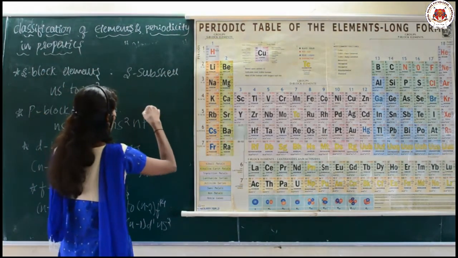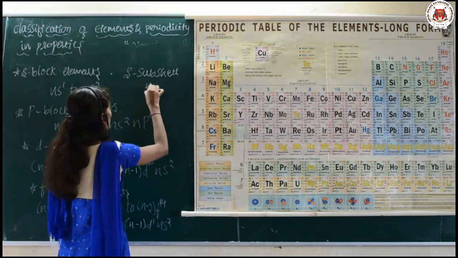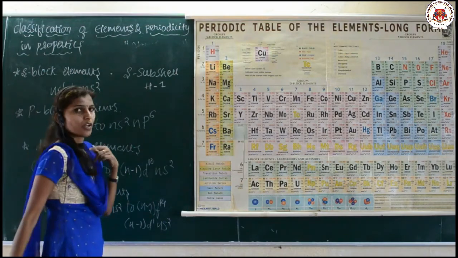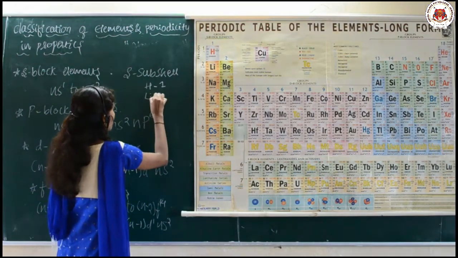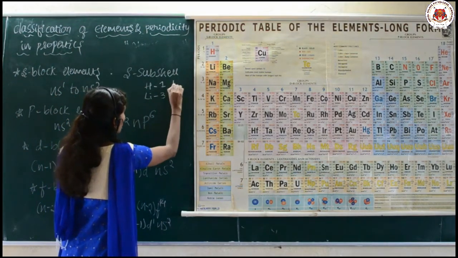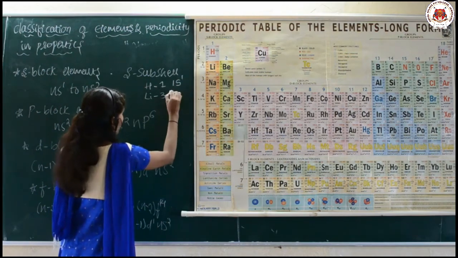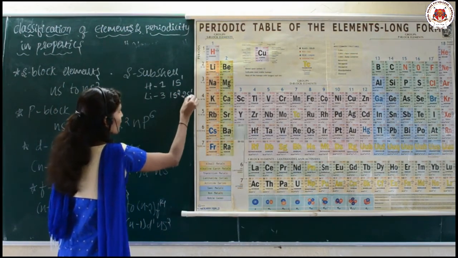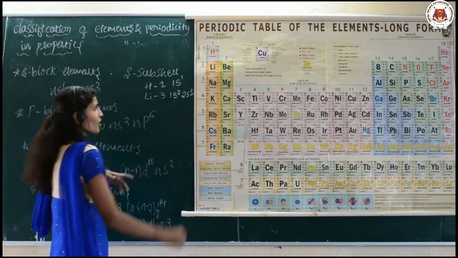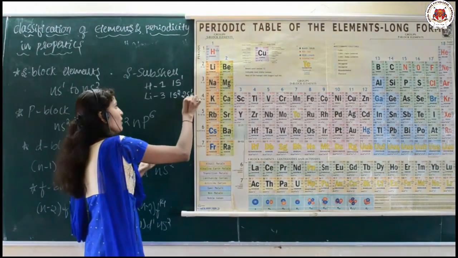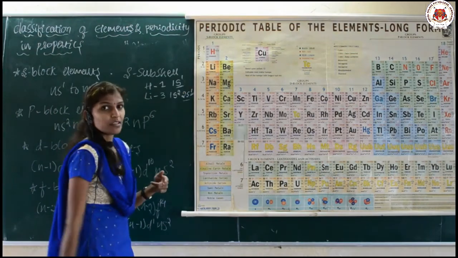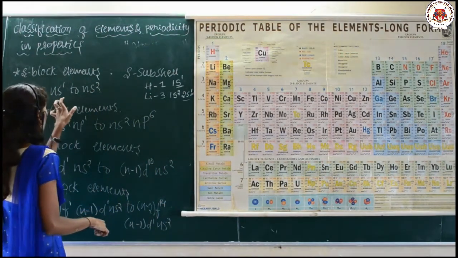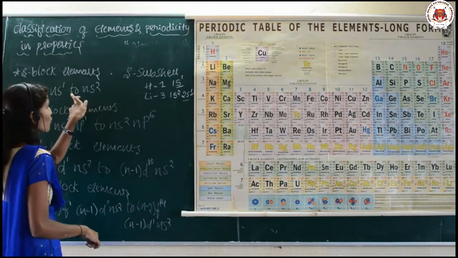For example, you can take hydrogen, which has atomic number 1, or lithium, which has atomic number 3. What is the electronic configuration? 1s1. Here 1s2, 2s1. Here the last electron enters into the S subshell. That is why it is an S block element. The general electronic configuration of S block elements is ns1 to ns2.